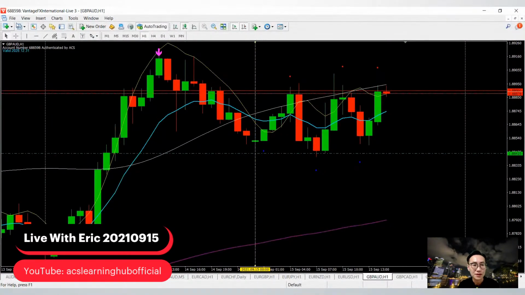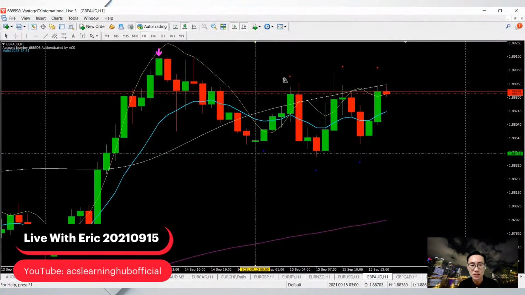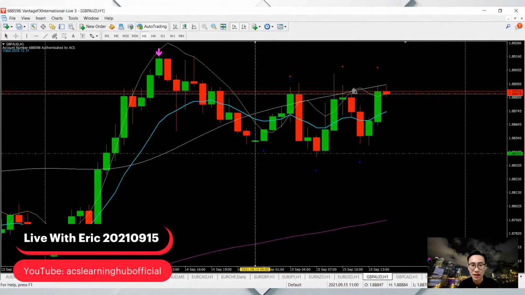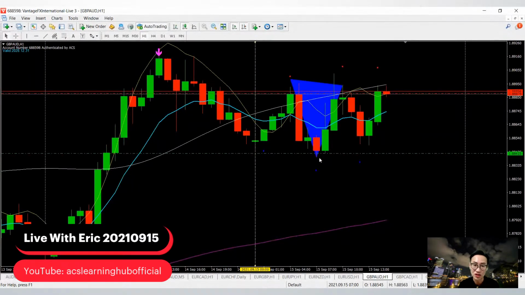From here, I will be doing this. Let's see. There's a resistance. Green, red, correct? Another green, red, correct? So this is a red, green is a support. So this is a resistance.